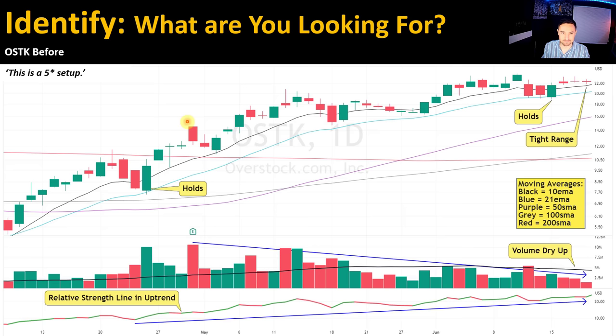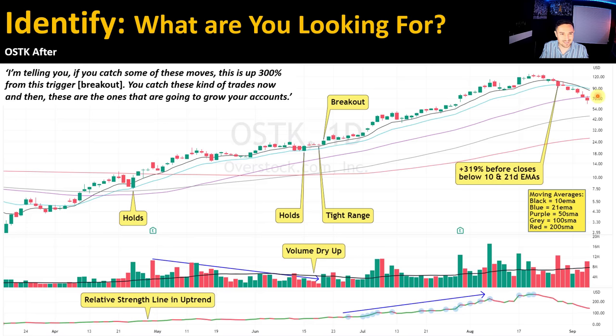Next one, Overstock. This is a 5-star setup. So see the run the stock has here, pulls down, bounces off the 21, holds around the 10-21 in here, holds in here, and then look, it's these tight candlesticks coming up again. Tight, tight, tight. Look how the volume dries up. Tight, tight, tight. See how the stock's building higher lows within the base. It looks like the same thing keeps happening. It's because it is, right?